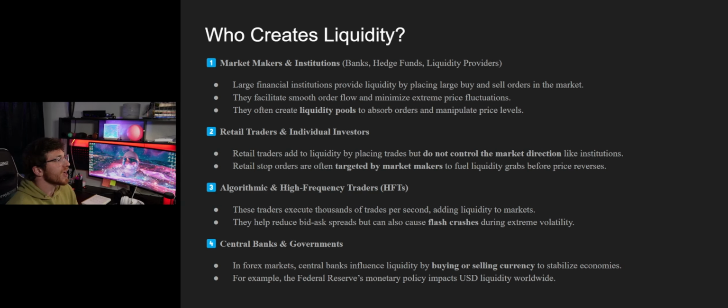Large financial institutions provide liquidity by placing large buy and sell orders in the market. They facilitate smooth order flow and minimize extreme price fluctuations. They often create liquidity pools to absorb orders and manipulate price levels. Number 2, we have retail traders and individual investors. Retail traders add to the liquidity by placing trades, but do not control the market direction like these institutions do.